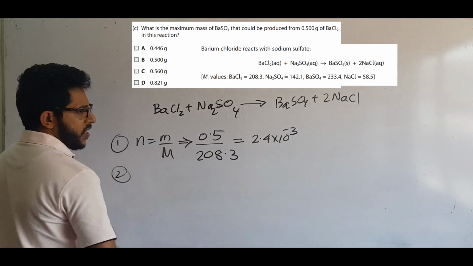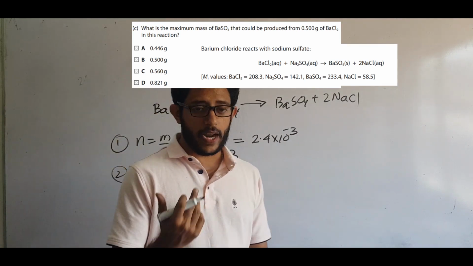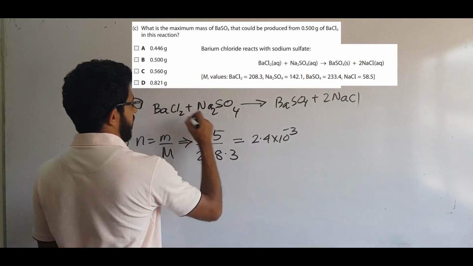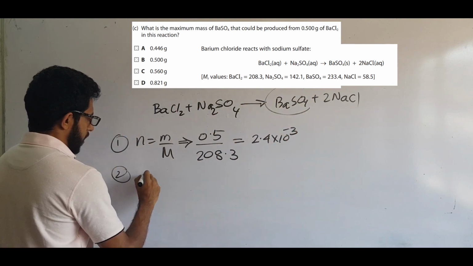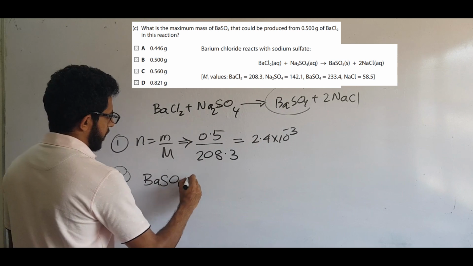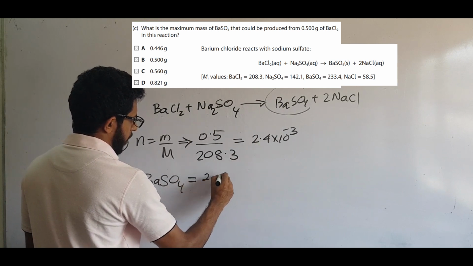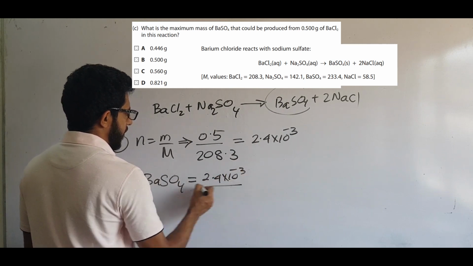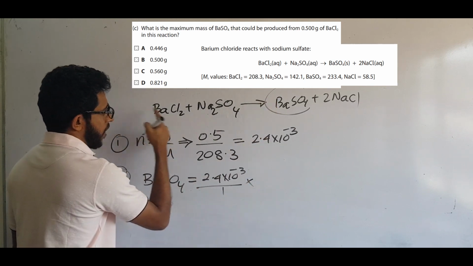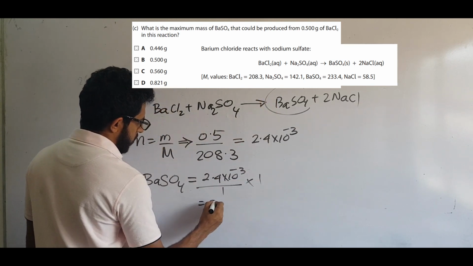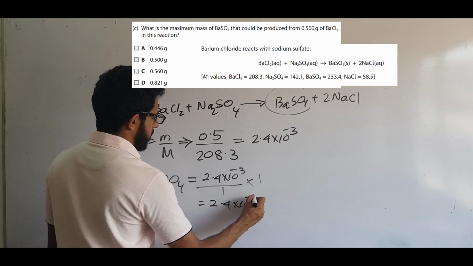Second step is what? Use the molar ratio to find the unknown amount. They are asking barium sulfate. So we found barium chloride, now we want barium sulfate. Therefore, barium sulfate amount equals known amount 2.4 × 10^-3 divided by the known value, which is 1, multiplied by the required value, which is also 1. So the same, 2.4 × 10^-3.